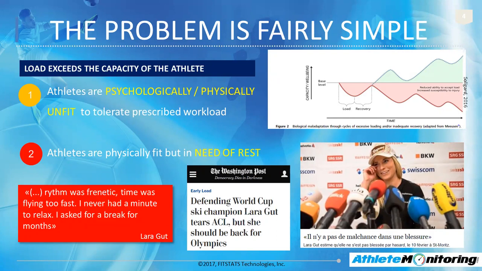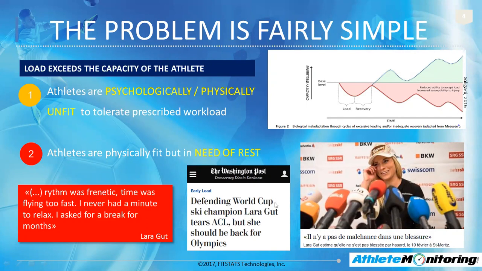An example here is this young girl. She's 22 years old. She is the defending World Cup ski champion, Swiss. Last February, she tore an ACL, a ligament, sorry. And during her interview, she said, "Well, there is no bad luck in an injury." This is in French, I translated. So she said that she didn't get injured by chance.